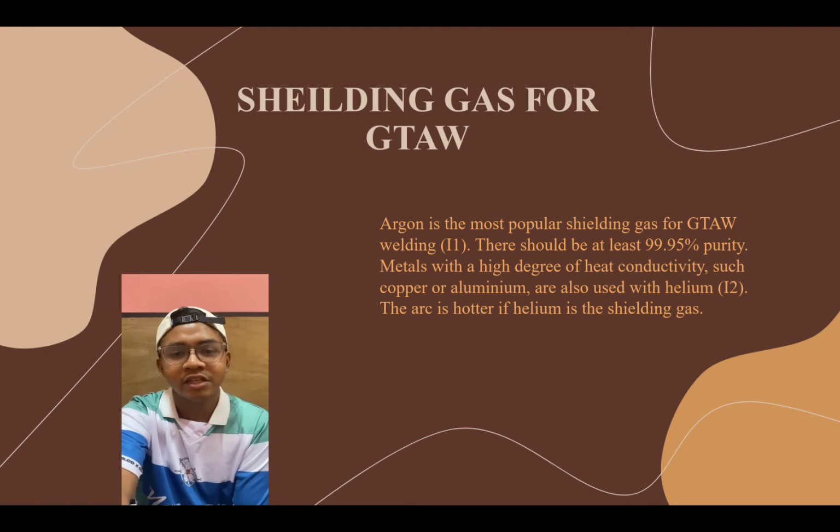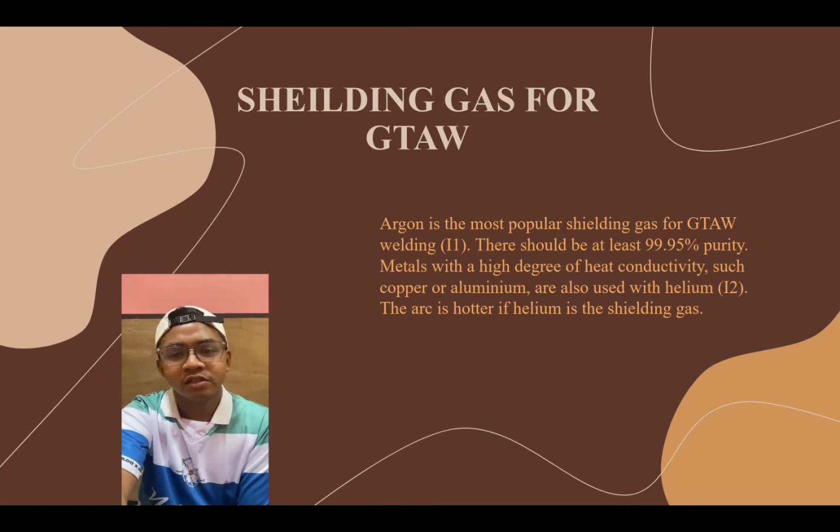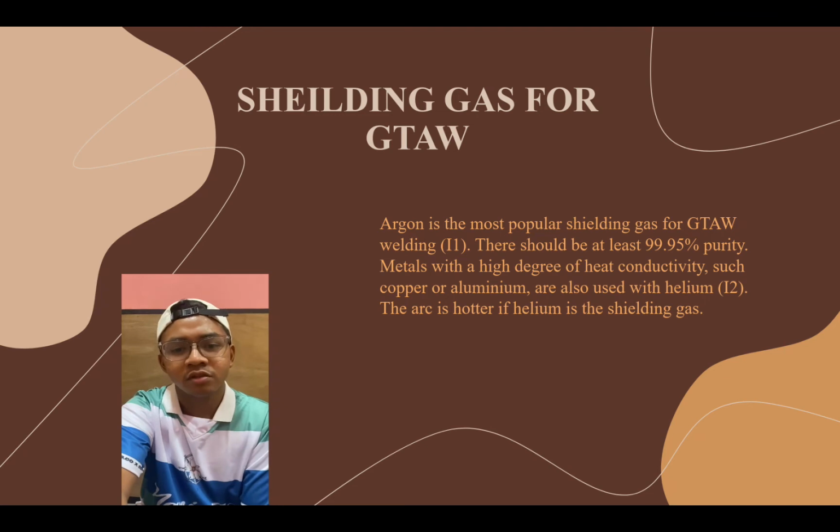So for the shielding gas for GTAW, we have 2 of them. First one, argon is the most popular shielding gas for GTAW welding. There should be at least 99.95% purity, for metals with a high degree of heat conductivity such as copper or aluminium. Number 2 is helium. The arc is hotter if helium is the shielding gas.